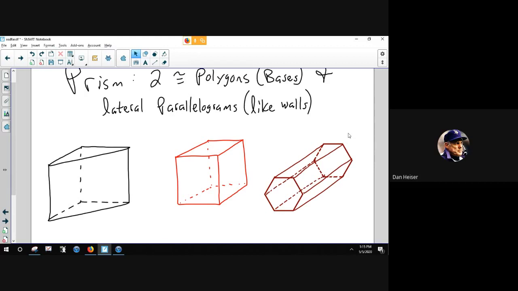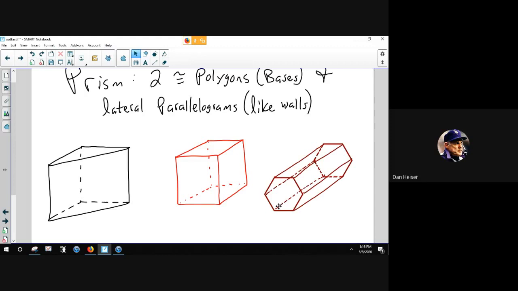We do not call the base whatever polygon it's resting on. Just because this is on the bottom does not mean it's the base. The base is two congruent polygons. All the lateral faces, all the walls, are parallelograms. So this has to be the base, and this has to be the base. If we were to draw this more correctly, we would draw this with the floor and the ceiling being hexagons, and we would have six walls that are all parallelograms. Those are prisms.